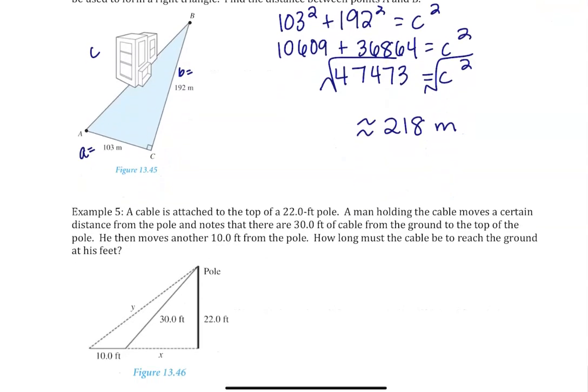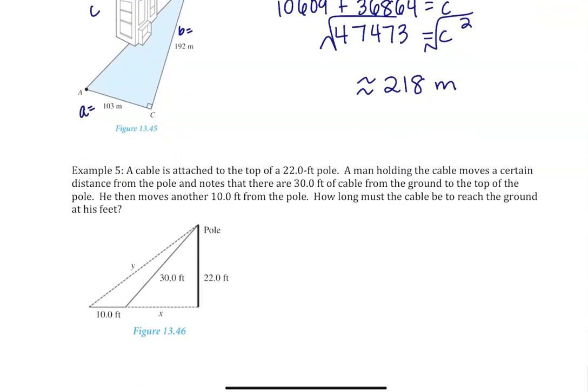And then the last example here, we have a cable that's attached to the top of a 22-foot pole. There's a man holding a cable, and he moves a certain distance from the pole and notes that there are 30 feet of cable from the ground to the top of the pole. We don't know how far the man traveled, however. If he moves another 10 feet, we want to see how long the cable would need to be to reach the ground at his feet there. So this is a compound problem that's going to have to be solved in a few steps.